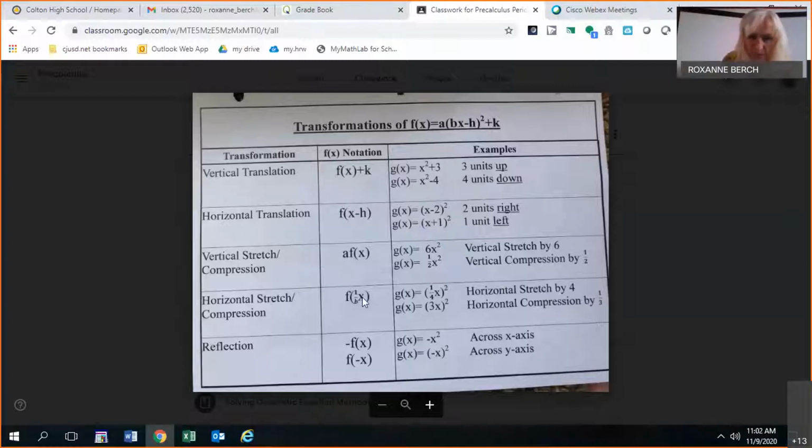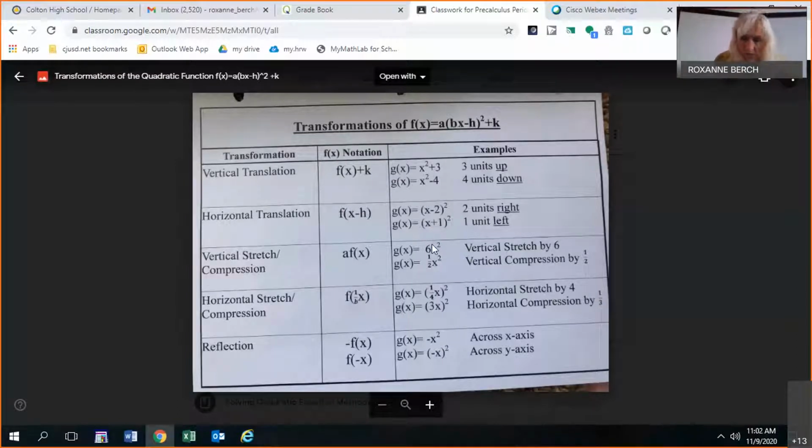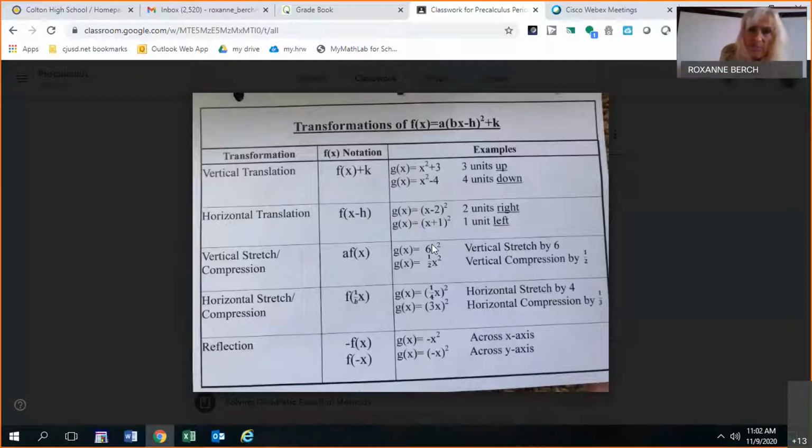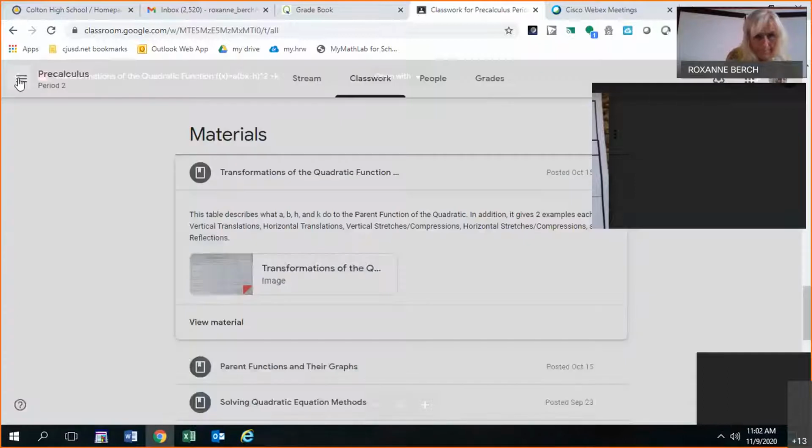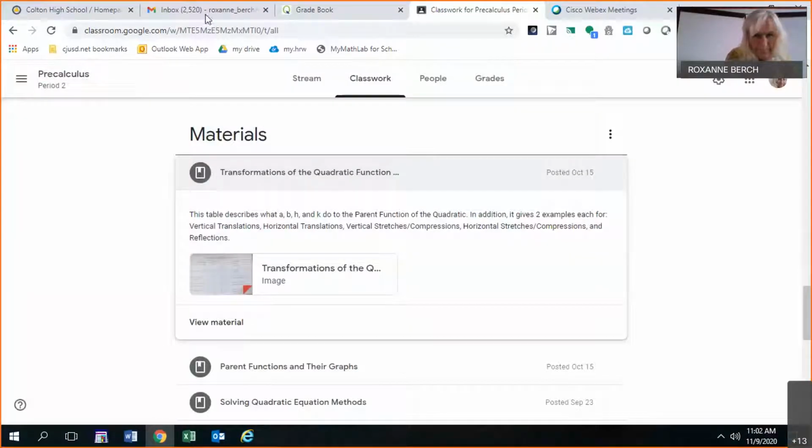Now, this is the only weird one, this B. Remember, you have to take the reciprocal. So this would be a horizontal stretch by 4. This would be a horizontal compression by 1/3. So I did recommend, if you have a printer, to print this out, because this paper will work for all the functions that we talk about: the quadratic, the cubic, the cube root, the square root, the absolute value. It works for all of them. So I'm going to show you some things in your book, but I want to show you this first.